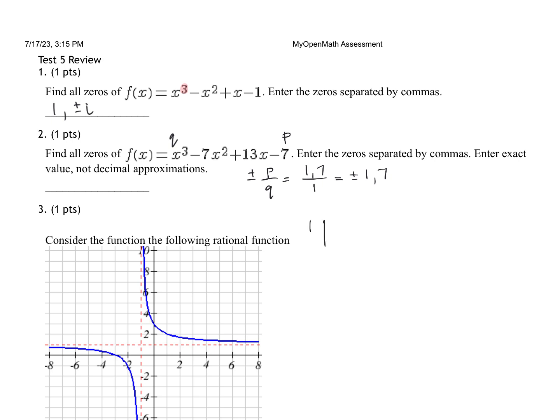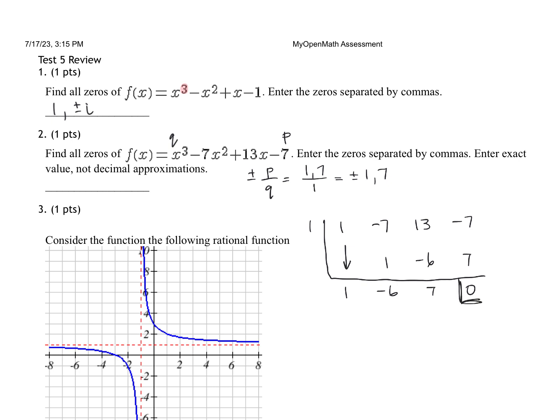So I'm going to start with a 1, and I'm going to do synthetic division. So 1, negative 7, 13, negative 7. Bring down the 1. 1 times 1 is 1. I add and get negative 6. Multiply, get negative 6. Add, get 7. Multiply, get 7. Add, get 0.